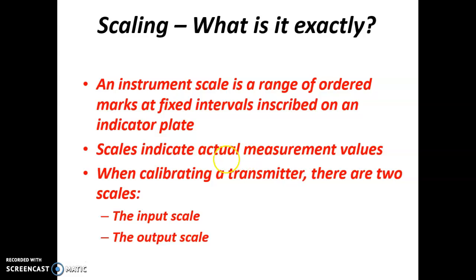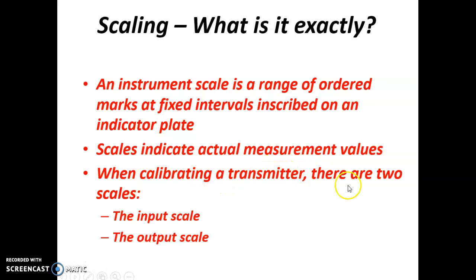all right? So scaling, what is that exactly? So an instrument scale is the range of ordered marks at fixed intervals inscribed on an indicator plate. If you go out to a local field mount and you see a pressure gauge, you'll see 0 to maybe 30 psig, and that is broken down in intervals, right? And wherever the arrow is pointing, that's telling you what the pressure is, and you have to calculate that out by breaking it down mathematically.